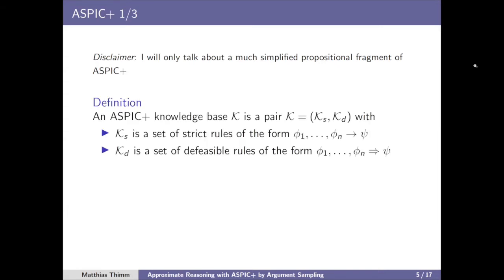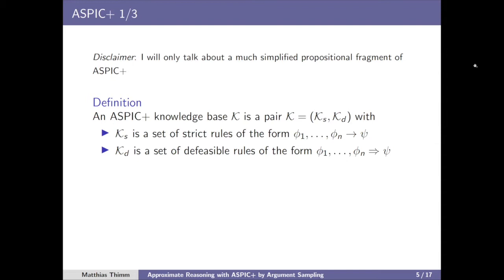So we here see an ASPIC+ knowledge base as a pair of two sets: one set of strict rules and one set of defeasible rules. Here we assume that all these phi's and all these psi's are just propositional letters or negations of propositional letters. So we take a very simple language here. In general in ASPIC+, this can be anything: complex formulas, first-order logic, or some other logic. Here it's just a very simple formalism.